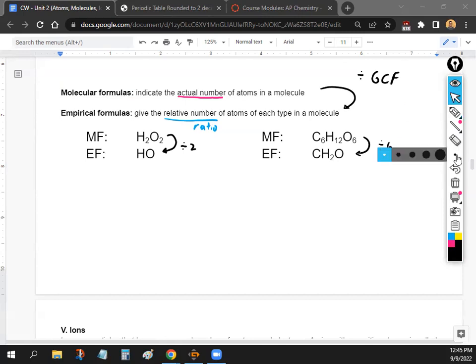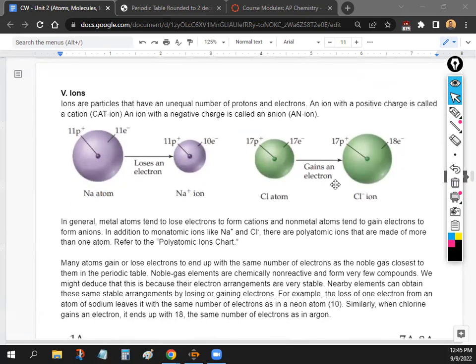We'll come back to this later in detail in future units, but now we're going to move on to ions, and this is kind of the basis for the big part of Unit 2. So we talked about isotopes last time, and isotopes are when you have a different number of neutrons in the same element, right?